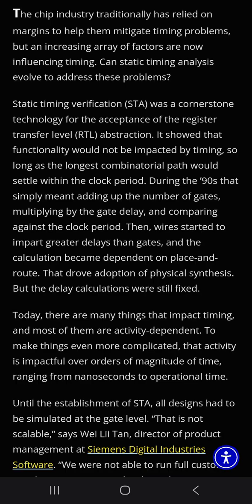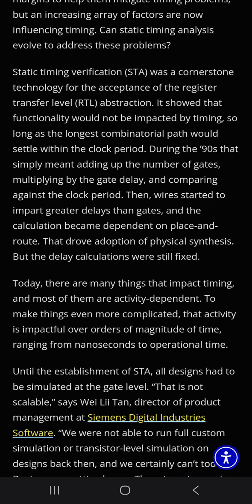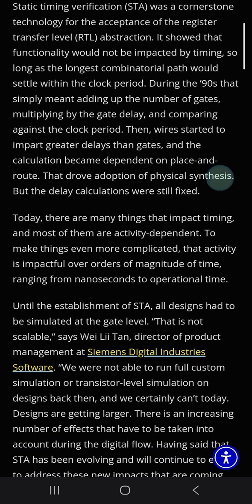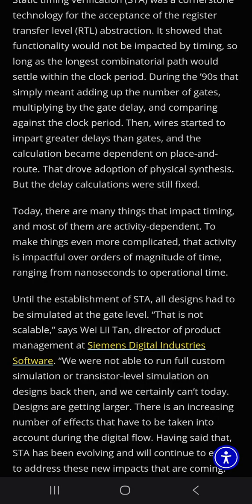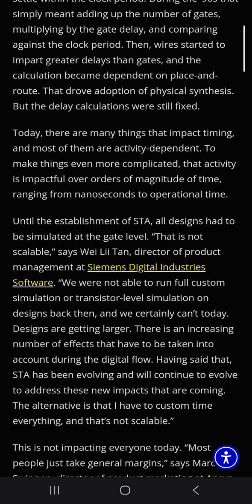During the 1990s, this was implemented by adding up the number of gates, multiplying by the gate delay, and comparing against the clock period. Then wires started to impart greater delays than gates, and the calculation became dependent on place and route. That drove adoption of physical synthesis, but the delay calculation was still fixed.